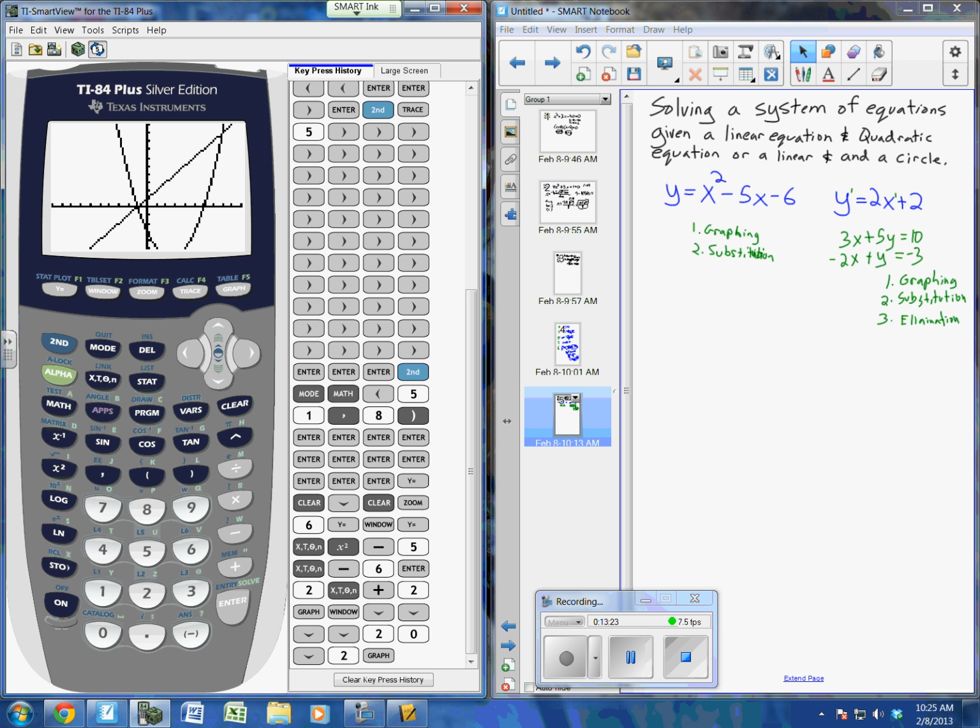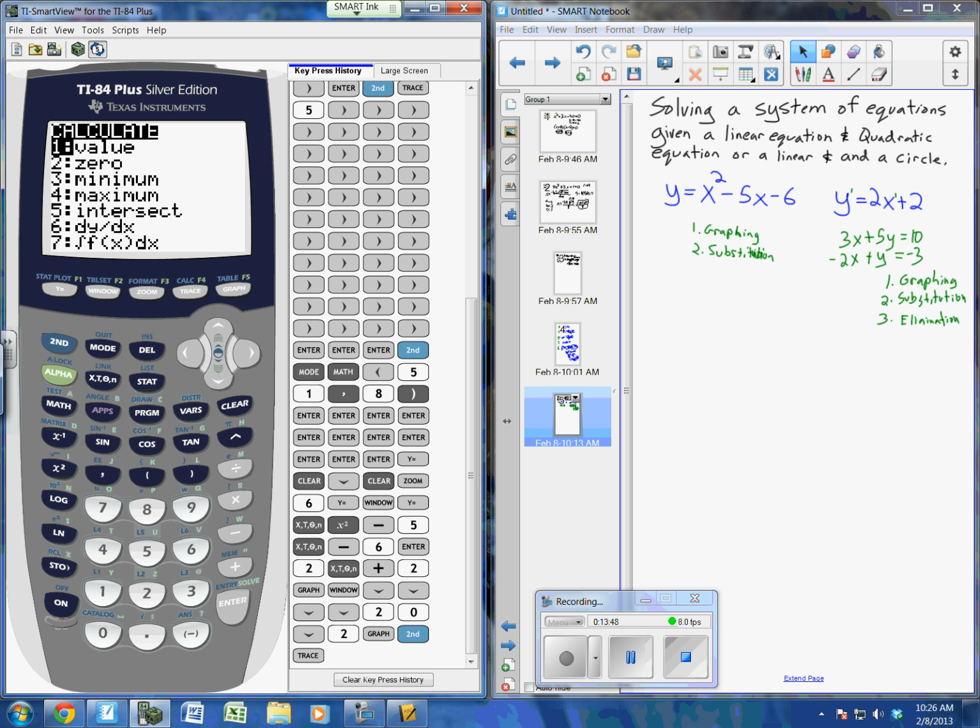Now, this calculator has a special feature on it that allows you to find where two equations intersect. It's under the calc menu. Everybody find the calc menu on there. Where is it? It's at the top. See the trace button? Look above it. What does it say? Calc. That's the calc menu. Everybody hit second and trace. That brings up the calculate menu. They abbreviate it as calc. Which one of those on there do you think we want? Number 5, intersect. So everybody hit number 5.